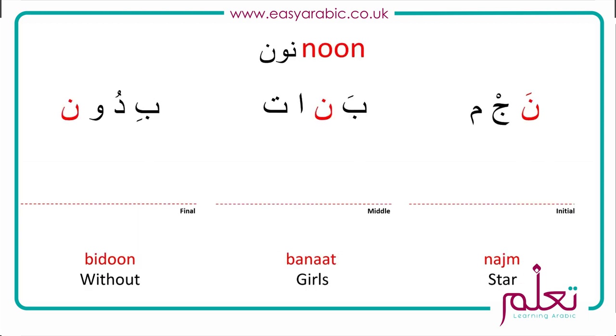Next one, we have the letter Noon. So first one is Najm, so it's Noon. We have the Jim. And finally the Mim. Najm. We have Ba. Then we have the Noon. Then we have the Alif. And the Ta. Banat.